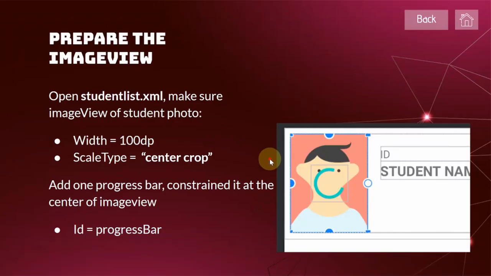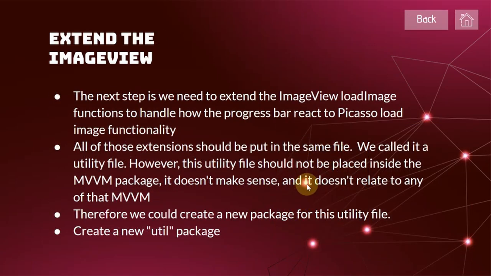Okay, next, the next step is we need to extend the ImageView load image function to handle how the progress bar reacts to the Picasso load image functionality. It means that if the image finishes loading, we have to hide the progress bar.